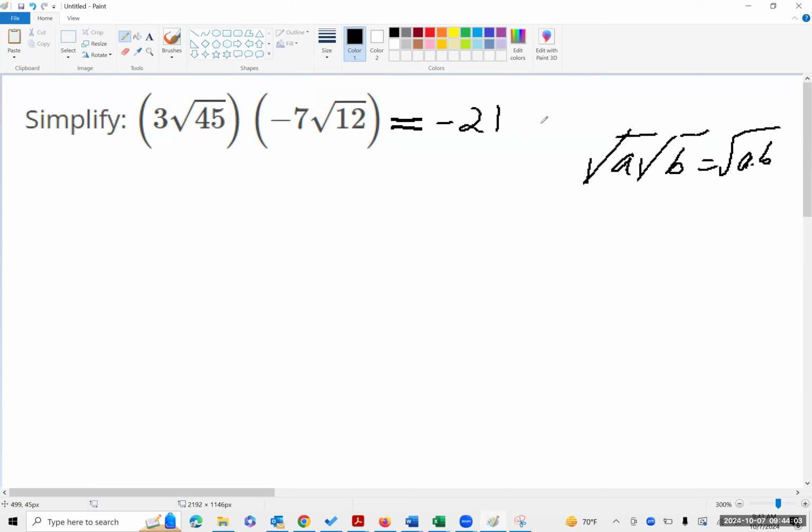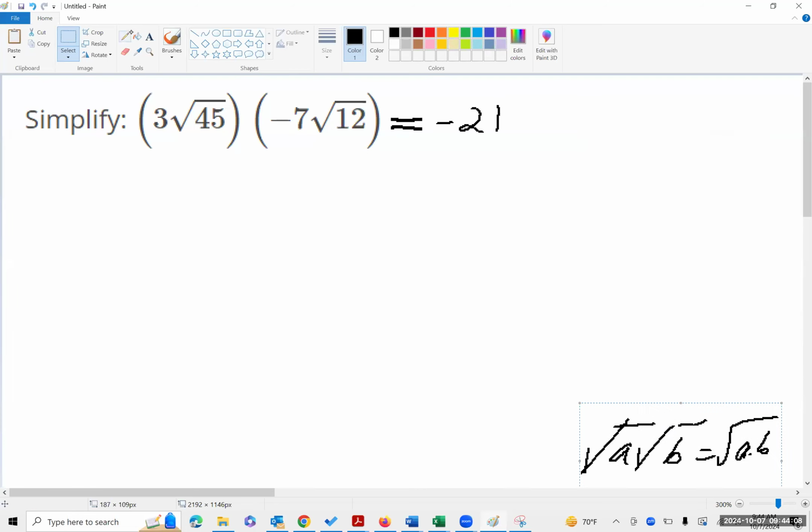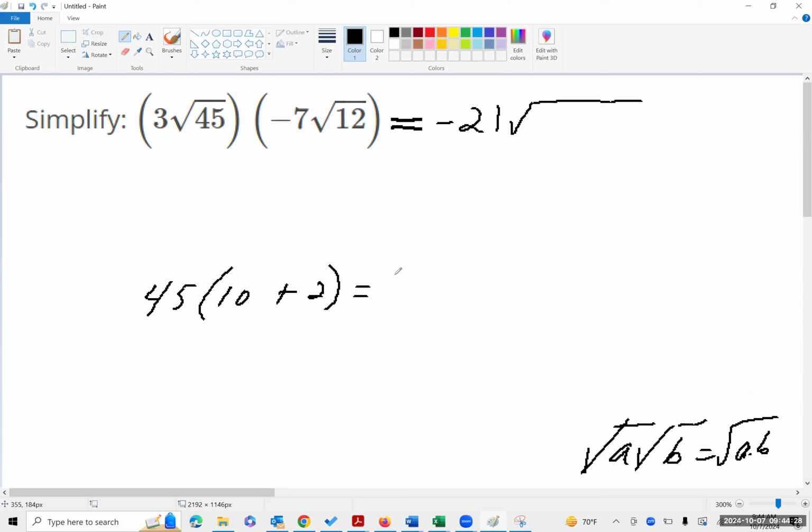So what I want to do is write square root of 45 times 12. So that's 45 times 12. I'm gonna just try to do it this way really quickly. 45 times 10 is 450. 45 times 2 is 90. So that's gonna be 540.